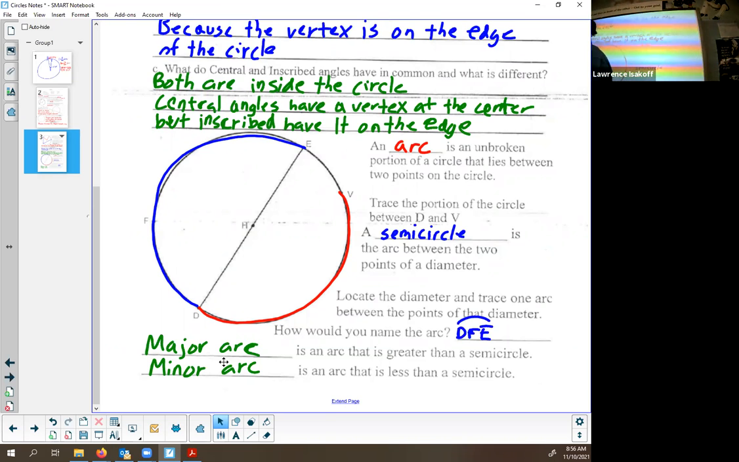Both central angles and inscribed angles will create arcs. We're going to learn the relationship between the arc and the angle in just a little bit. But for today, we just need to know that vocabulary. So remember, an arc, if it's less than half the circle, we call that a minor arc. If it's more than half a circle, it is a major arc. And remember, half a circle is called a semicircle.